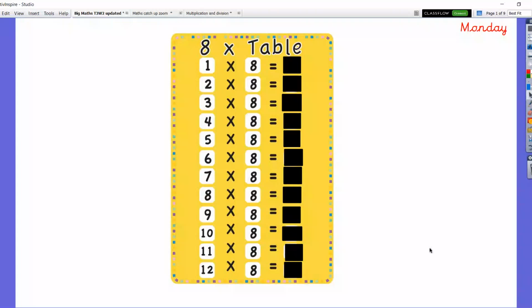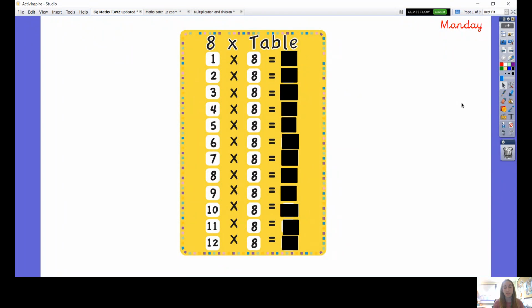And we will be practicing our 8 times tables today. So you probably don't need your book. We can just practice out loud and in our heads for today. And then on the other days, we'll do our click skills in our books.